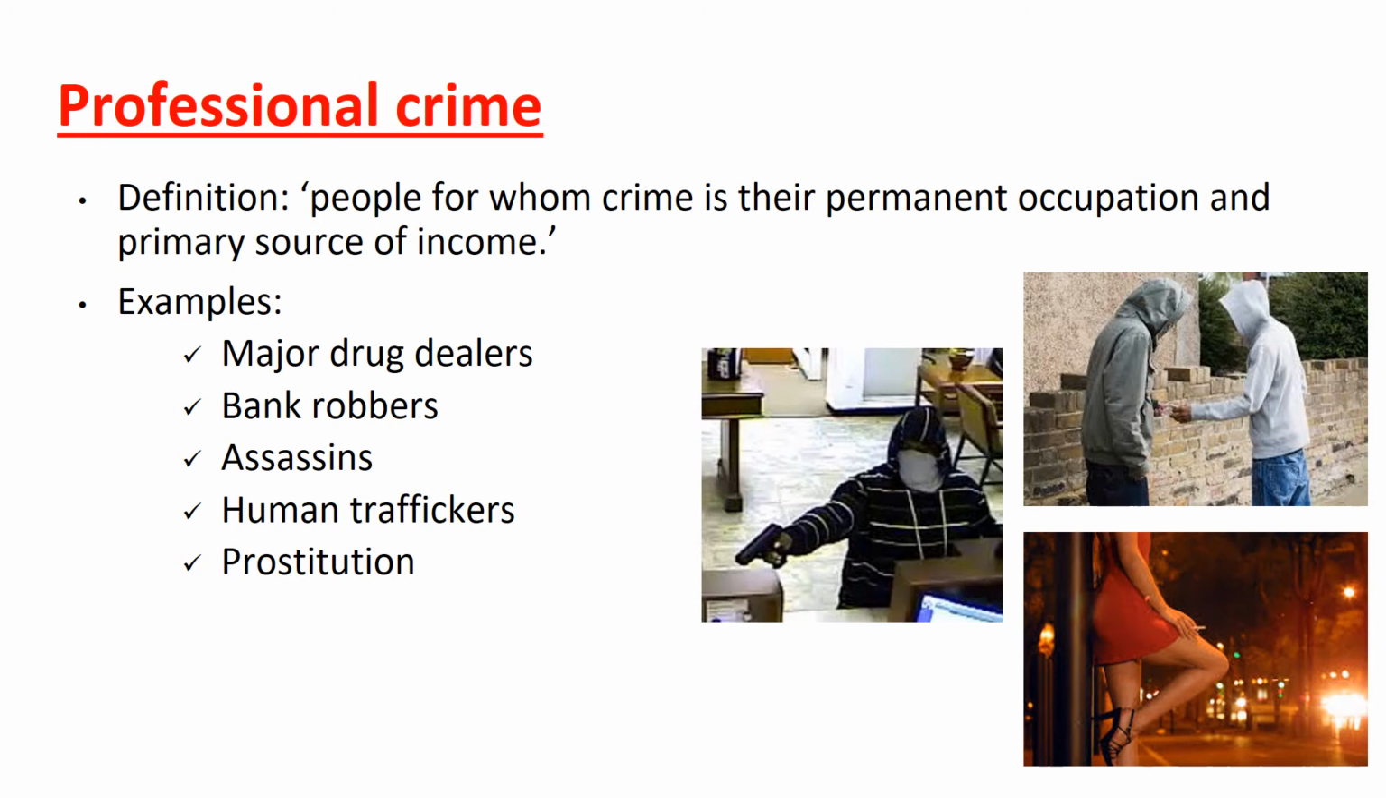So, professional crime. The definition of this is people for whom crime is their permanent occupation and a primary source of income. And examples include major drug dealers, bank robbers, assassins, human traffickers and prostitution.